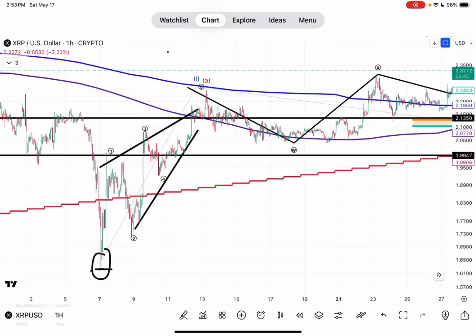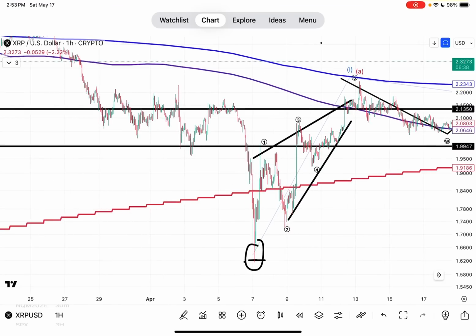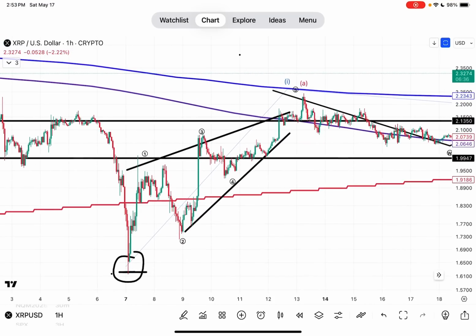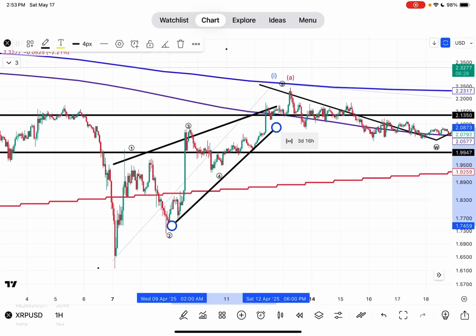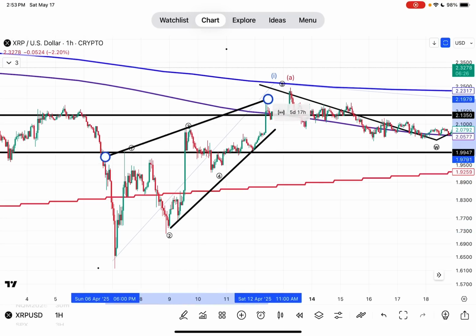In today's analysis, we're going to be taking a look at XRP and exploring the bullish and the bearish scenarios. Going all the way back to April 7th, what do we see over here? Well, we see a 5-wave move to the upside in the form of a leading diagonal. Now, this is classified as a leading diagonal because the waves are overlapping here, okay?